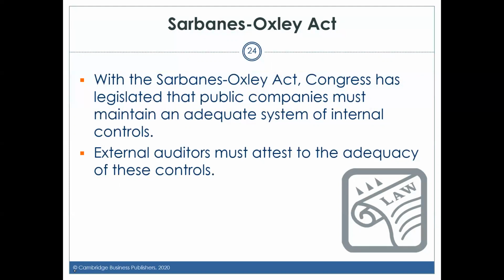and external auditors. After the Sarbanes-Oxley Act, external auditors not only audit the financial statements, but they audit the internal controls of the company. And they have to give an opinion on both. Previous to the Sarbanes-Oxley Act, the external auditor only had to give their opinion on the financial statements. After the Sarbanes-Oxley Act, the external auditors have to give their opinion on the internal controls as well.